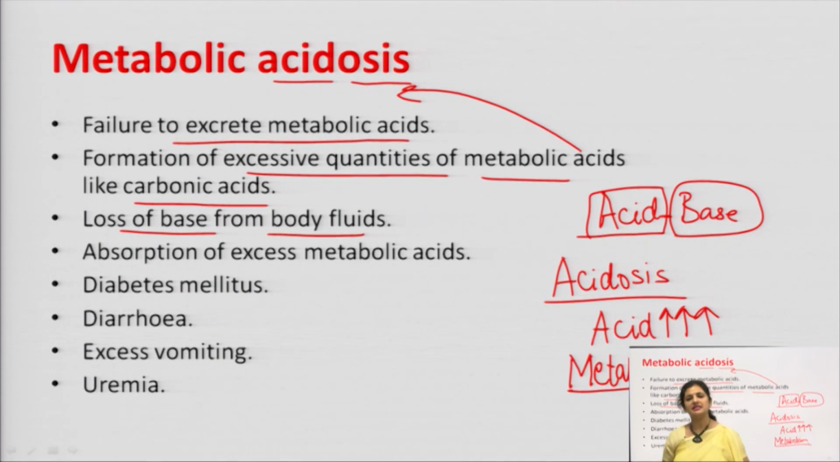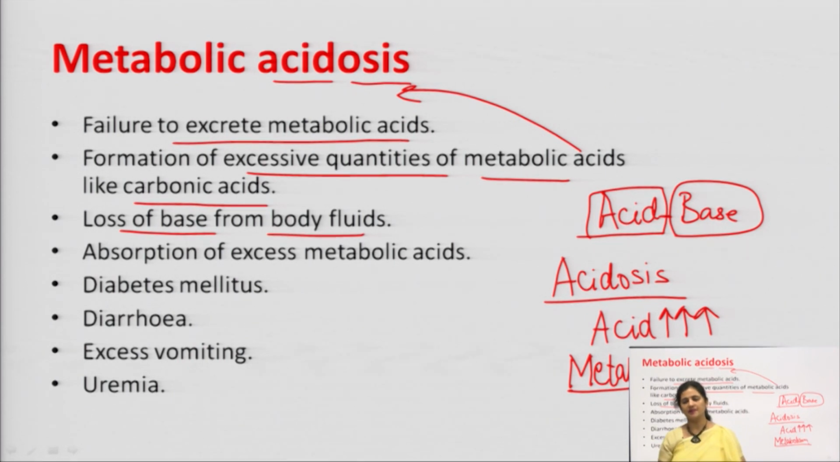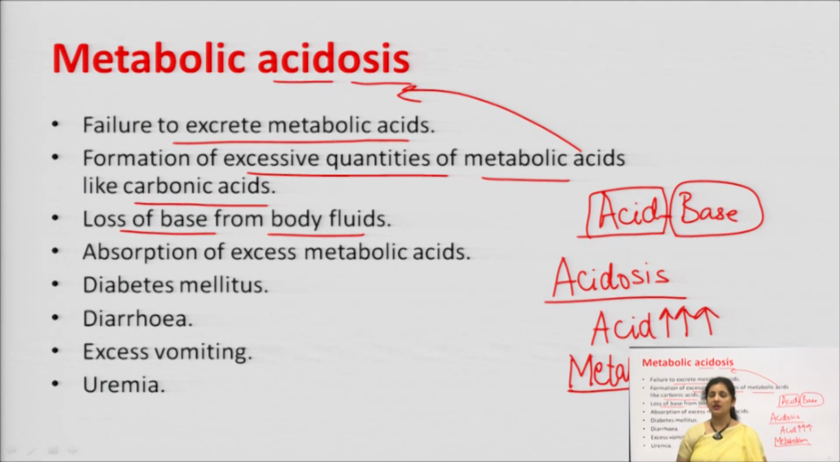Another condition is diabetes mellitus, which is going to lead to metabolic acidosis. Diarrhea, I told you earlier, it is the watery stool which comes out from the body, because of a viral infection or contaminated food. Then excess vomiting: when a person vomits enough, he excretes various electrolytes, and again it is going to lead to metabolic acidosis. And uremia means when the concentration of uric acid is higher. So, uric acid is related to acidosis.